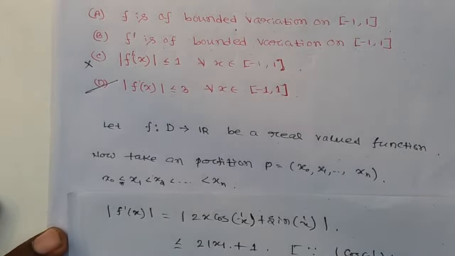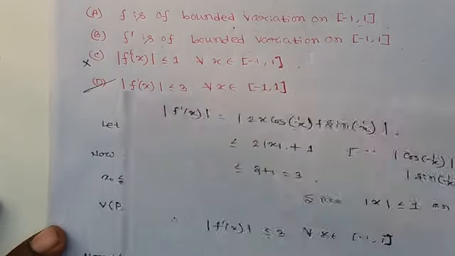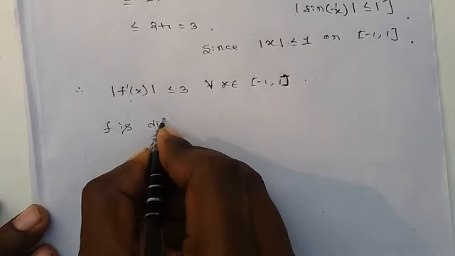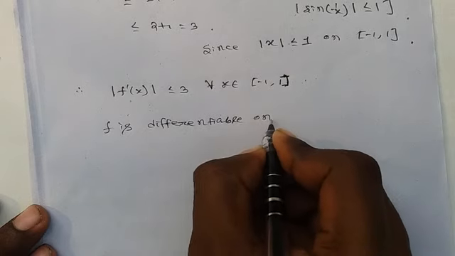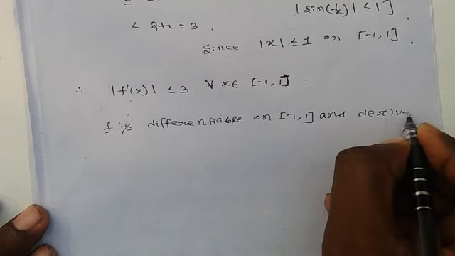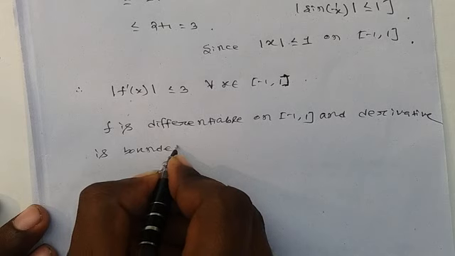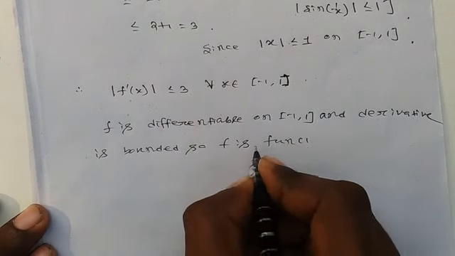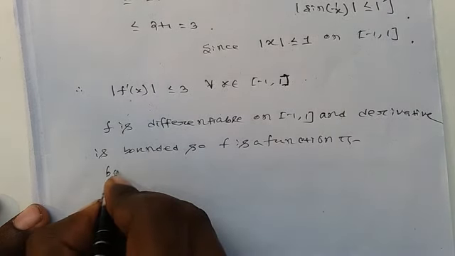Now we check whether f is of bounded variation on minus 1 to 1. Since f is differentiable on minus 1 to 1, and the derivative is bounded, f is a function of bounded variation.